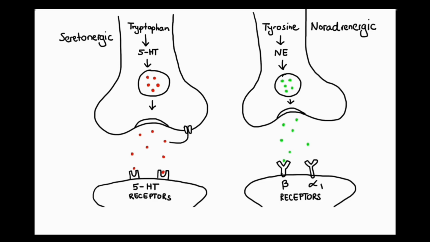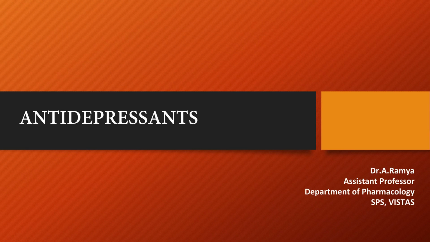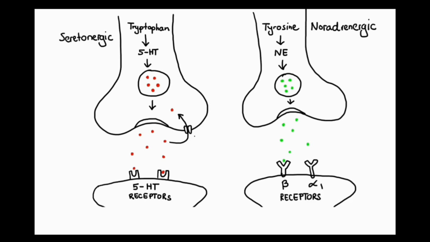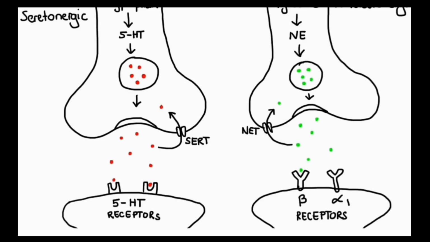In the serotonergic neuron, this process occurs with the help of the serotonin transporting channel, where these channels reabsorb the serotonin into the neuron again. On the other hand, in the noradrenergic neuron, a channel called the norepinephrine transporter is responsible for transporting or reabsorbing these neurotransmitters into the neuron again. Upon reabsorption, these neurotransmitters get packed in the vesicle again.